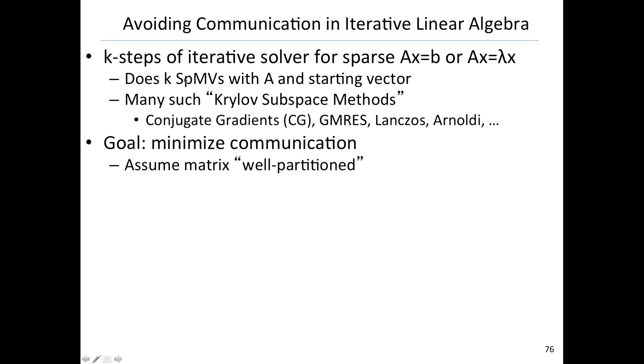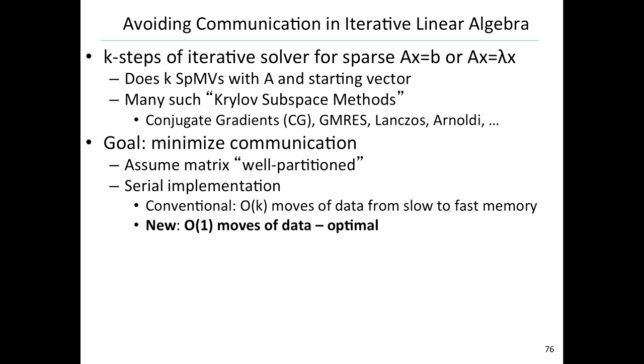And the expensive stuff is going to be, we're doing all of these matrix vector multiplies over and over again and all those dot products. So to keep your intuition going here, this is a completely different intuition than in the first part of the talk. Let me assume the matrix is well partitioned, so imagine a finite element mesh. So what's the serial implementation? Every time I go through the inner loop, I have to do a matrix vector multiply. I have to read my huge sparse matrix from DRAM to cache. And so the conventional algorithm, the cost of communication is going to grow proportional to k, if I take k steps of the algorithm. The new version is going to take k steps of the algorithm and move the data once. And 1 is a lower bound, obviously.